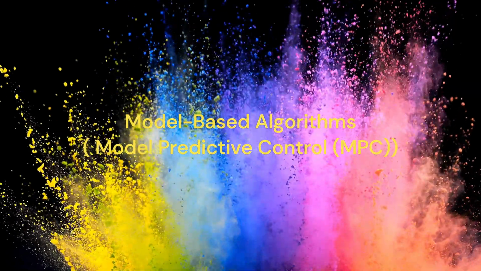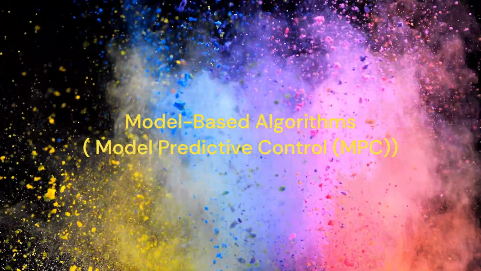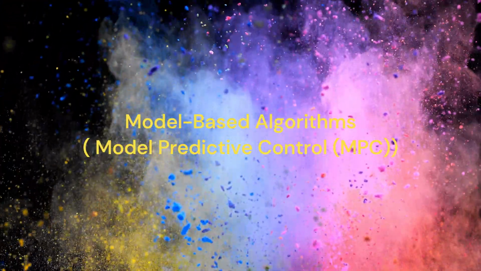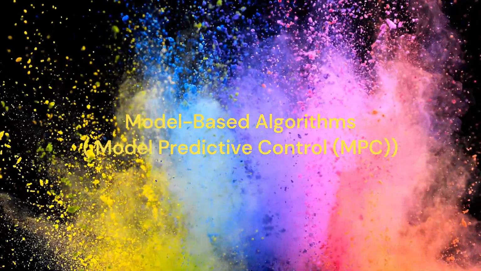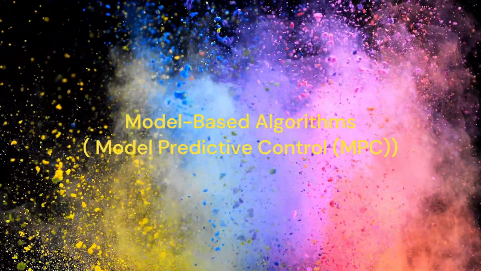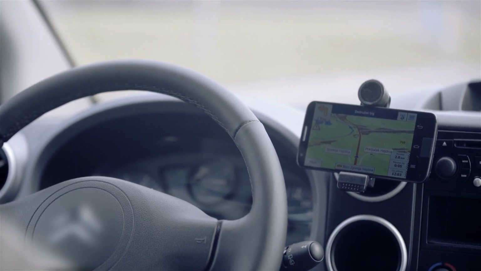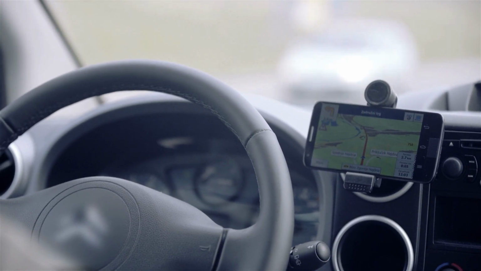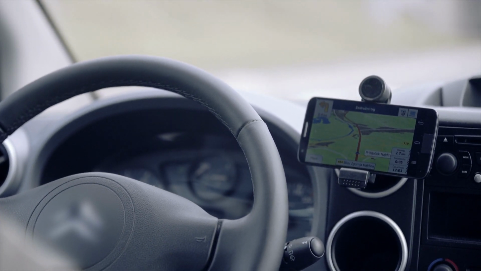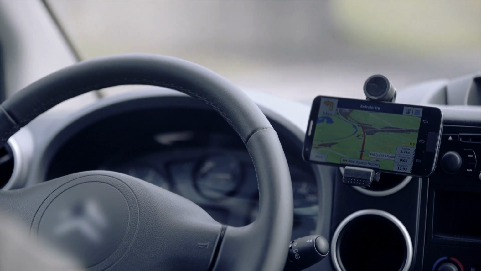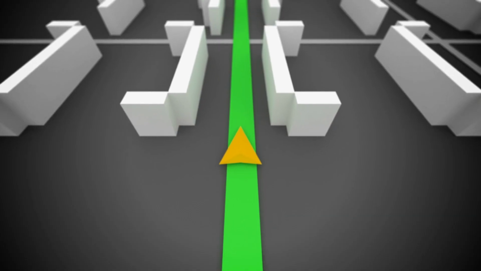The next one, model-based algorithms. One of the algorithms in this category is model predictive control, or MPC. MPC is like driving a car using a GPS that predicts the road ahead. It plans the best route by considering the current state, meaning location, predicting future states, and adjusting the path in real time to reach the destination efficiently.